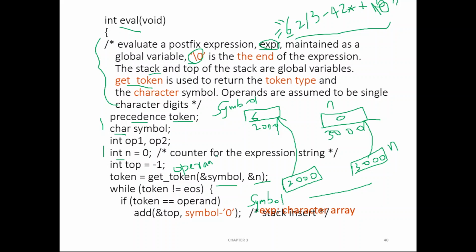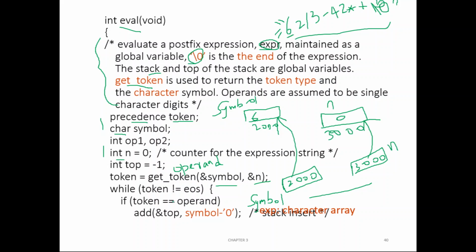Next, see, there is a while loop. What it does: while token not equal to UOS. Is token equal to UOS? No. Token is equal to operand, which is not UOS. Then it enters the loop. If the token is an operand, then what it should do, it should push into the stack.